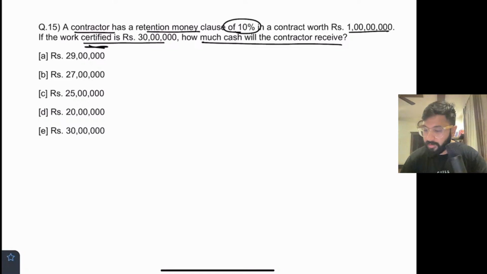Yes, the answer is option number B, 27 lakh. क्योंकि रिटेंशन हमारा 10% है और सर्टिफाइड है ये ऑलरेडी. दिस इज द कीवर्ड हेयर. तो हमें इतना मिलना ही चाहिए, रिटेंशन करके वापस सारा मिल जाएगा.